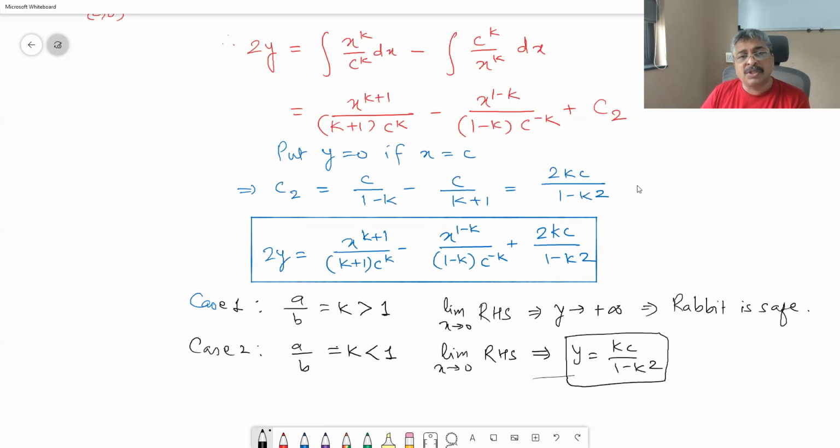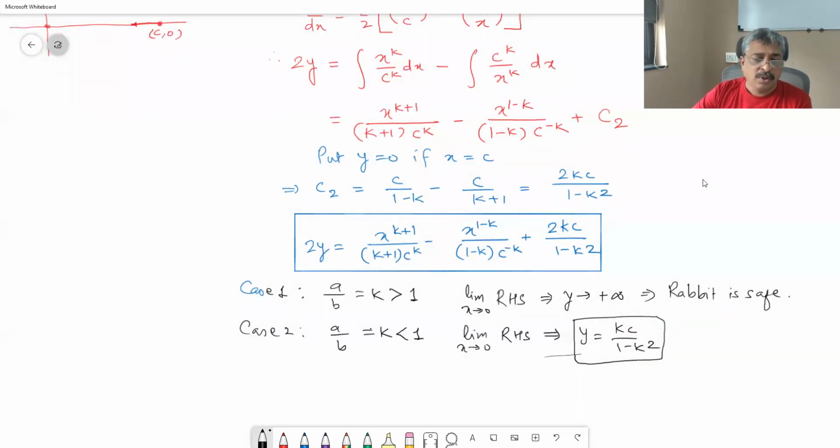And now we are supposed to consider if they have equal speeds. So case 3, A is equal to B. Then what? Explain what happens if A is equal to B.